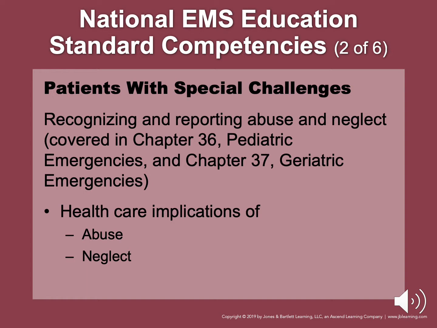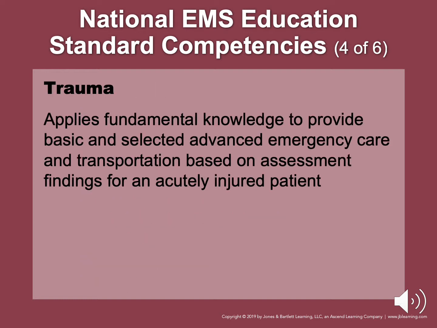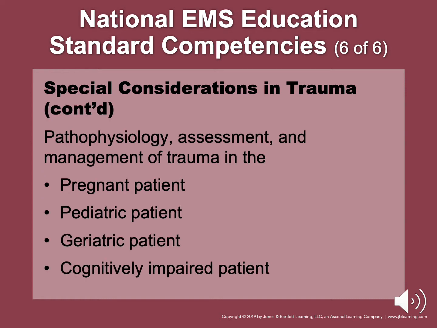All right, some healthcare implications of abuse, homelessness, poverty, bariatrics, technology dependence, tracheostomy care dysfunction, hospice, home care, sensory deficit loss, developmental disability. Then we'll also be looking at trauma and how to care for these patients, and trauma of pregnant, pediatric, geriatric, and cognitively impaired patients.